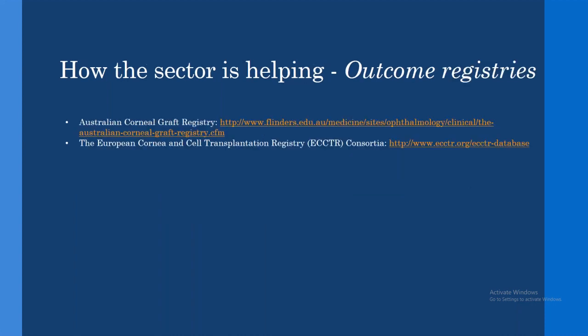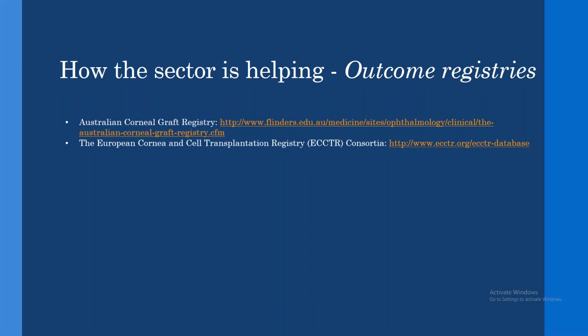Outcome registries are also something that the sector is working on. So outcome registries provide long-term multivariate analysis of the eye banks and the surgeons separately and together. And it provides them both with the opportunity to reflect on their services, their methods and their techniques and look at how those can change. So Australia has the oldest one. It's been going for over 30 years.